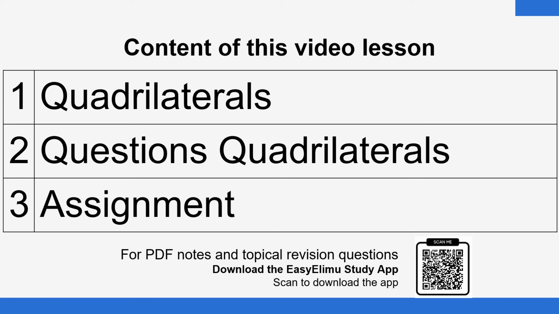So we have a few questions to help with illustrations on how we can solve problems which involve angle properties on quadrilaterals. And then of course at the end of the lesson we will be having some assignment just to help you practice and to help you gauge your understanding of the concept as we are going to discuss during this lesson.